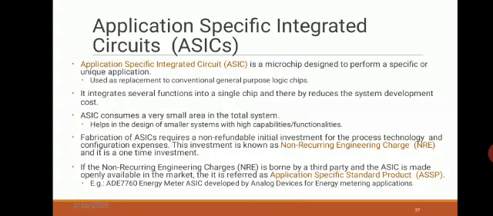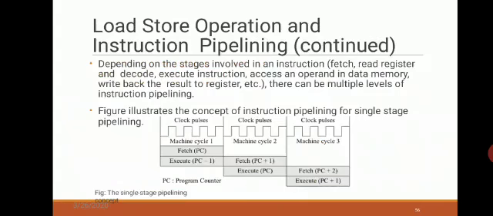Now for example, you can take one application where you need one function which has to be performed for some particular application. Then you can use an ASIC chip to be implemented into that application because of the size. So it basically helps in the design of smaller systems with high capability and functionalities. Fine, so fabrication of ASICs requires non-refundable initial investment for the process technology and configuration process.